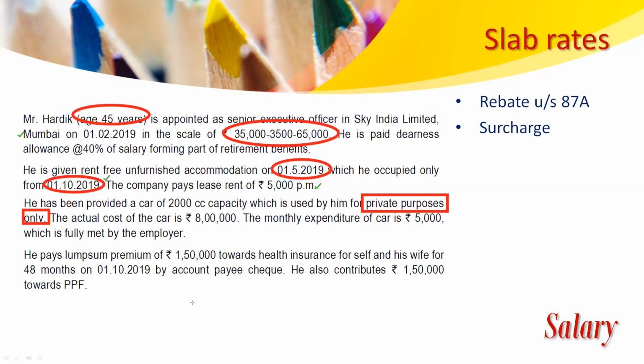Next, he pays a lump sum premium of 1,50,000 towards health insurance for self and his wife for 48 months. So even if it is a lump sum payment upfront of 1,50,000, he is eligible only for 25,000 this year, being a non-senior citizen.